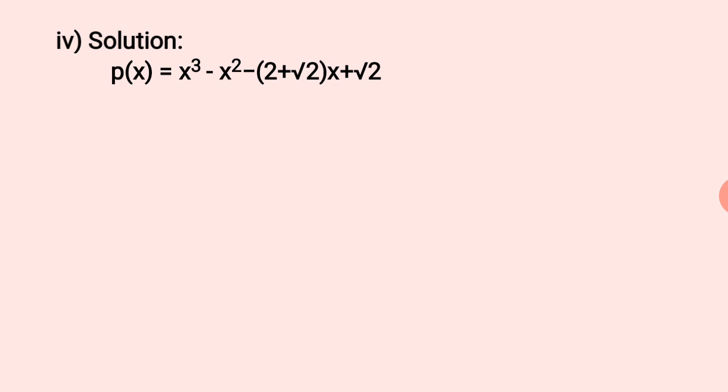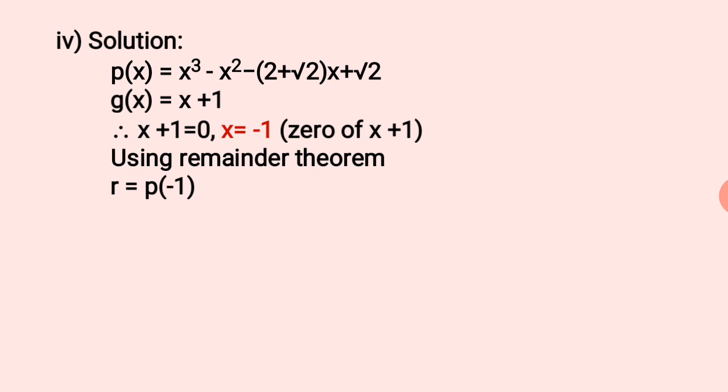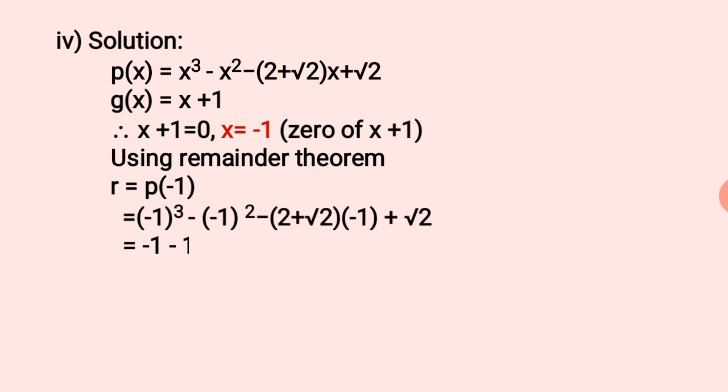With this, let's move to the next sub-question. Here I have taken the fourth sub-question. The rest too you can try on your own. P of x and g of x are noted. Equate g of x to 0 and we get x to be equal to minus 1. Now we are going to use the remainder theorem as usual. Get the remainder. For that, substitute x as equal to minus 1. After substitution, you need to solve it out.